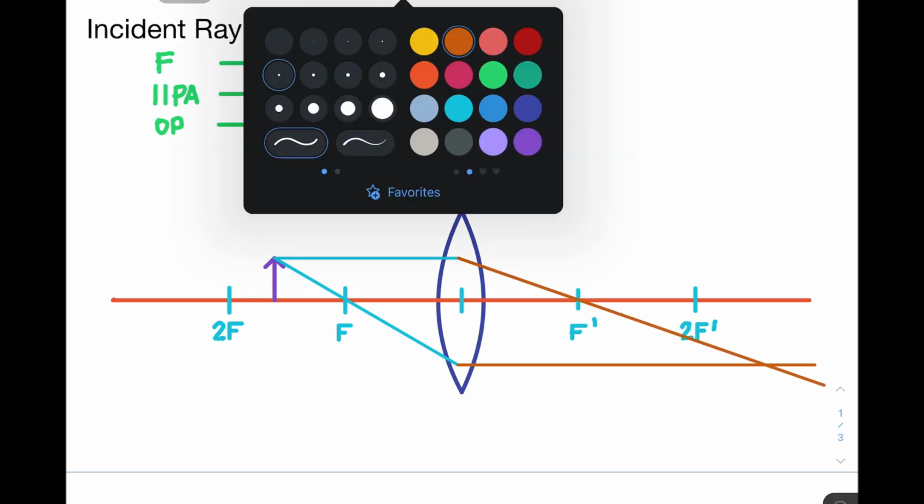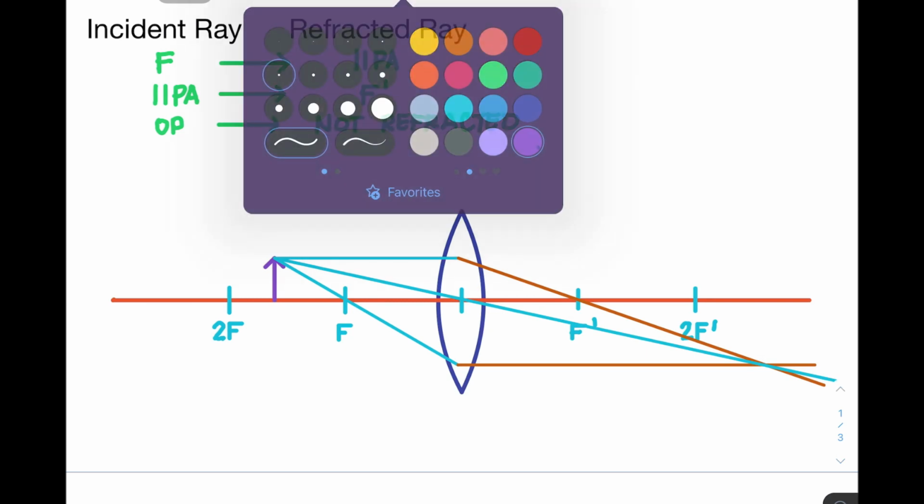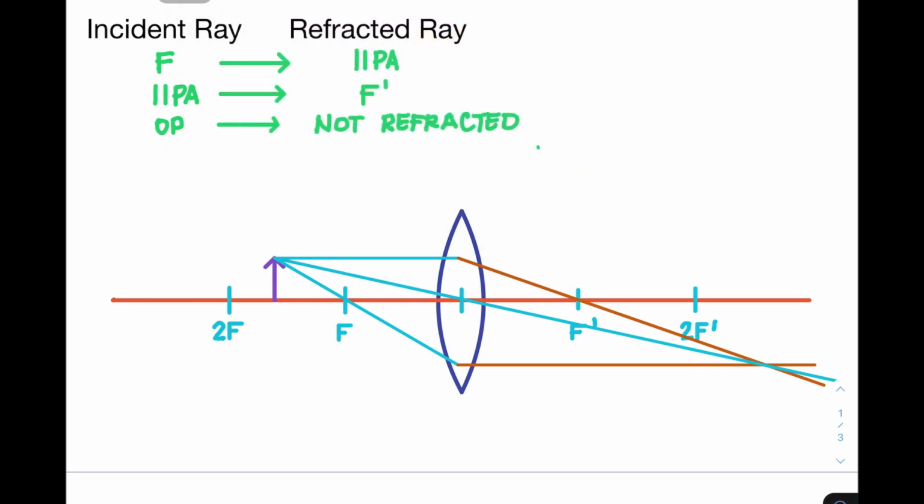And finally, if it passes through the optical center, it will not be refracted. As you could see here, all the refracted rays have intersected at the same point. So what does it mean? It means that the point where the rays originate is where the image is formed on the other side, which is the tip of the arrow. We could illustrate it like this.